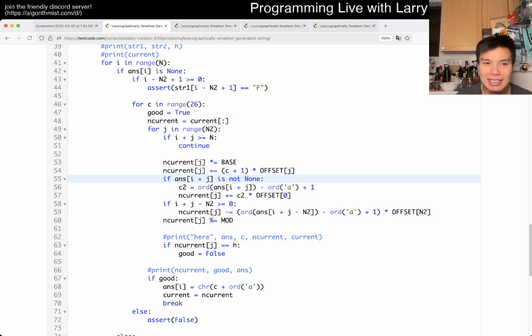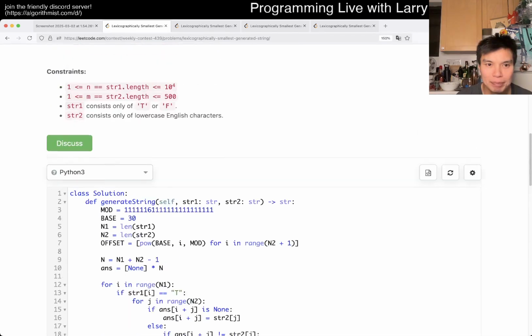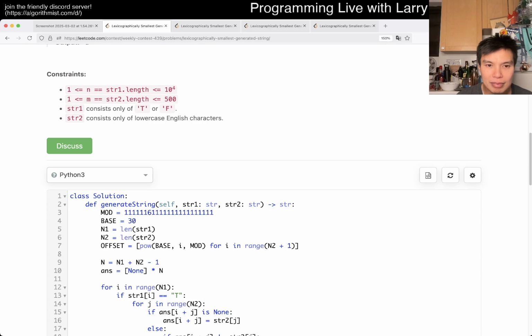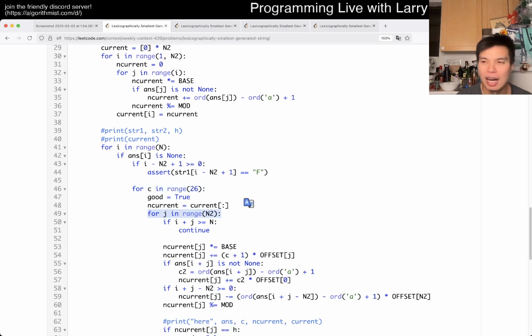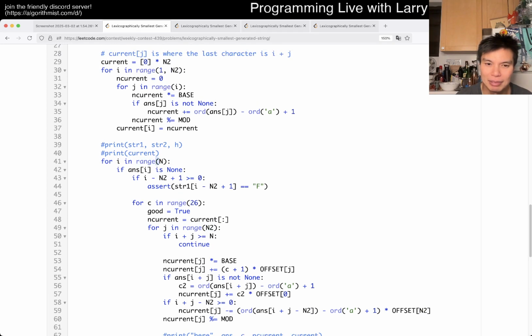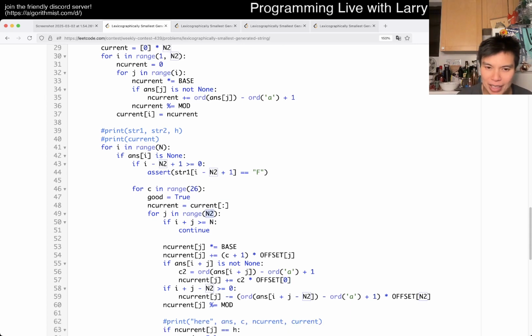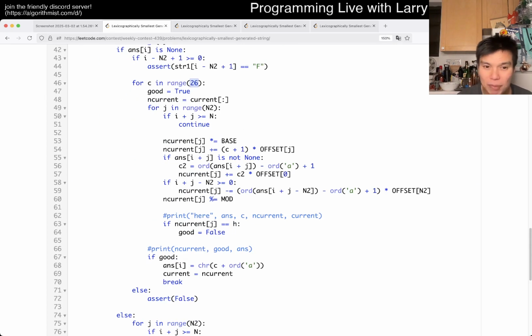You have O of n, and this n is 500 plus 10 to the 4th. The inner loop is 26, but it's actually much smaller in practice. You only use like 2 or 3 characters. And then the inner thing of j, yeah, I think you could even write, honestly, we'll experiment. But n2 is only 500, so this is only 10,000 times 500, which is fast enough, 5 million times 2 or something. It's still very slow, but it's fast enough.